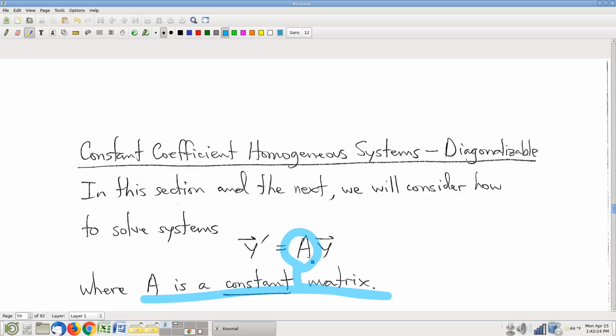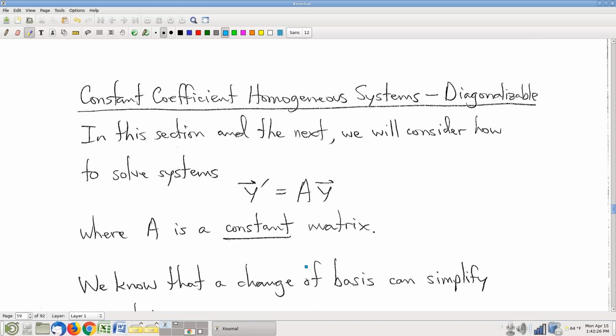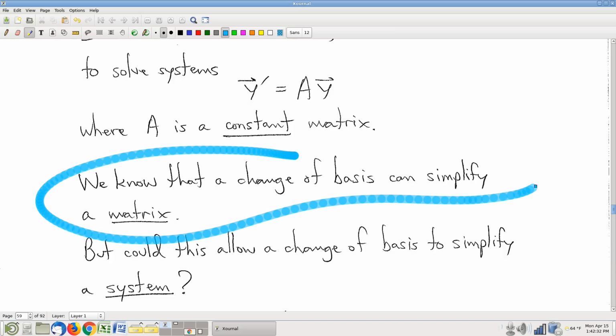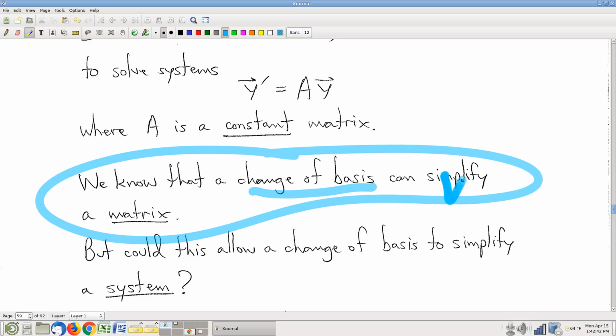Okay, so what do we do? Why does it matter if the matrix is diagonalizable? Well, short version, in chapter 5, what we saw is that if a matrix is diagonalizable, then a change of basis makes life good. It makes it easier to represent the linear transformation.